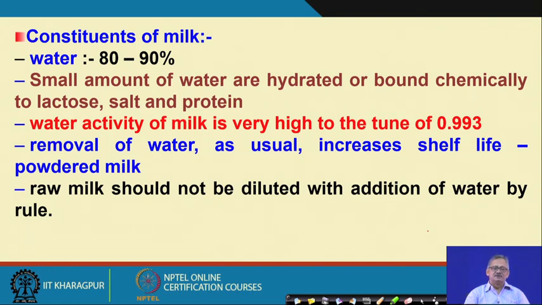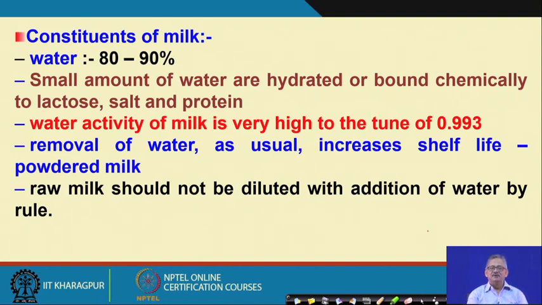In milk also it is like that. Milk powder, for example, is also a highly stable product where the water content is very low, right.